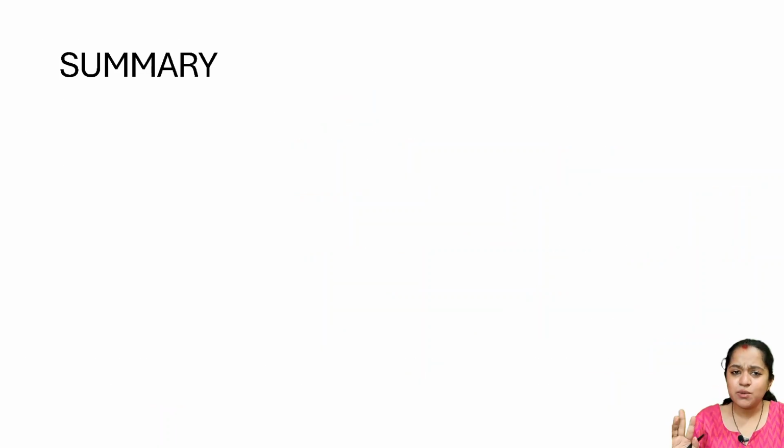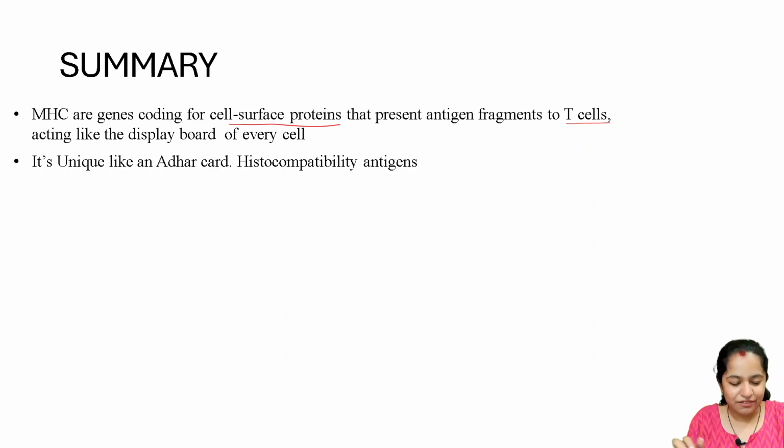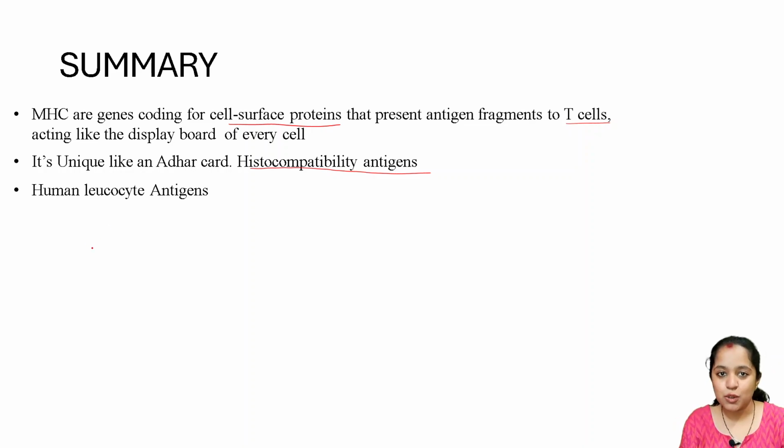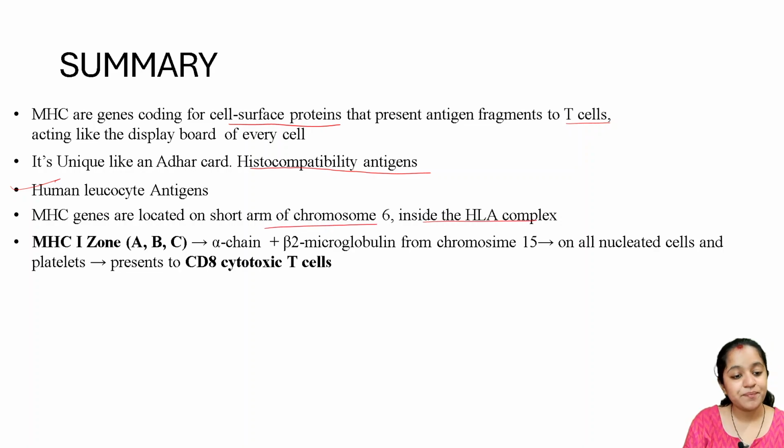And now just quickly go through the revision. What all we have understood in this topic. MHC are genes coding for cell surface proteins that present antigen fragments to T cells, acting like the display board of every cell. It is unique like an Aadhaar card, okay? And since it's deciding compatibility between a donor and a recipient, it is called histocompatibility antigen. Since in humans it was discovered on leukocytes, it's called human leukocyte antigen, okay? Now, MHC genes are located on the short arm of chromosome 6 inside the HLA complex.